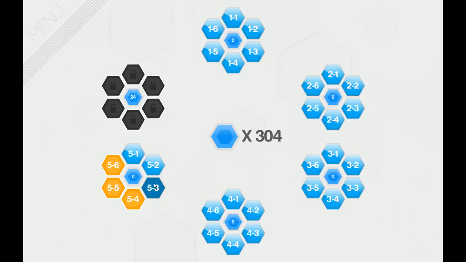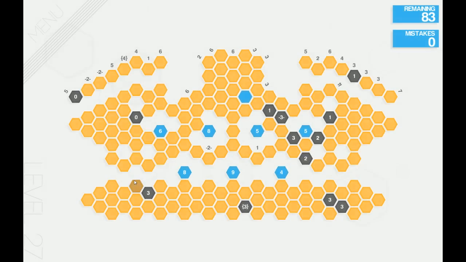Moving on to puzzle 5-3. This is another large puzzle. We're going to start with our 0 first. It's always the easiest. Just take care of the very basic moves.